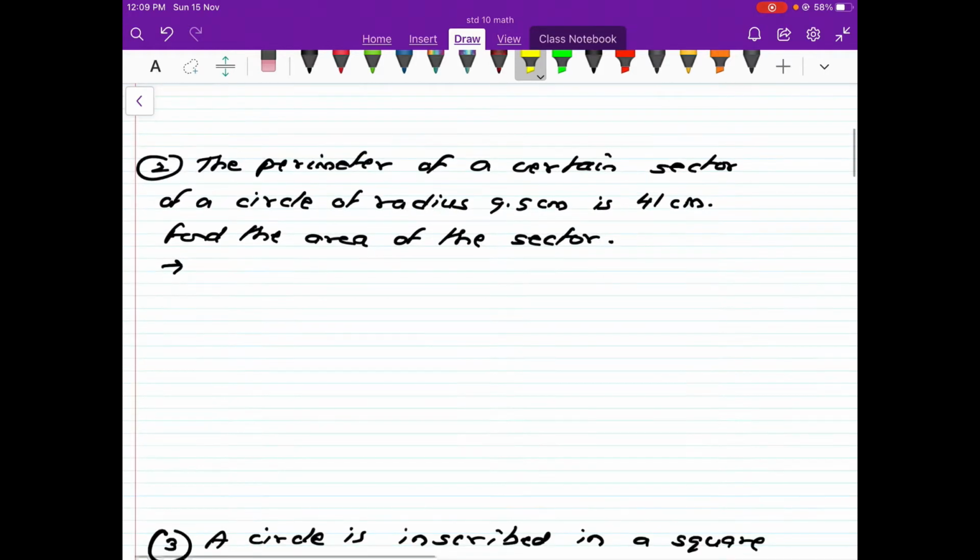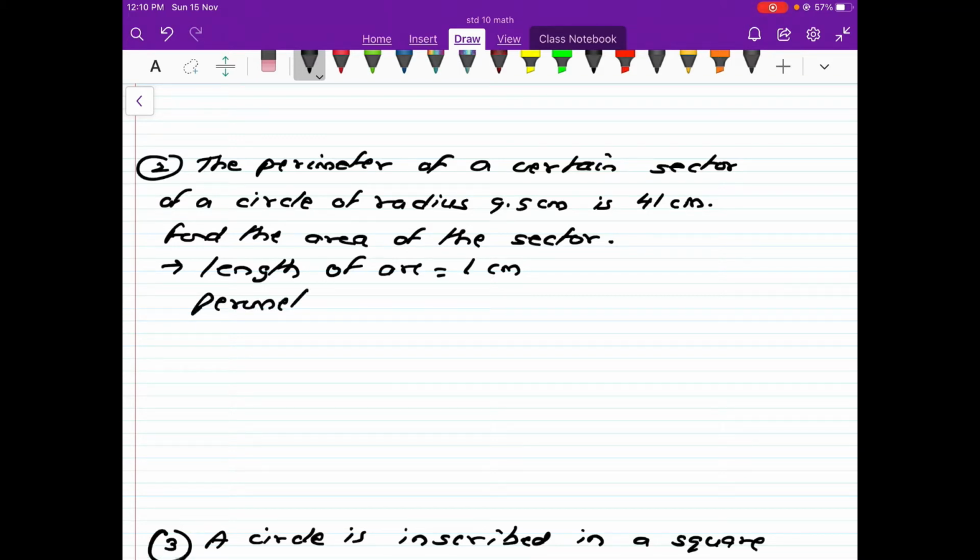Going to the next sum, the perimeter of a certain sector of a circle of radius 9.5 centimeters is 41 centimeters. You have to find the area of the sector again. So let the length of the arc be equal to L centimeters. Okay, so the perimeter is 41 centimeters, but it is given by 2r plus L.